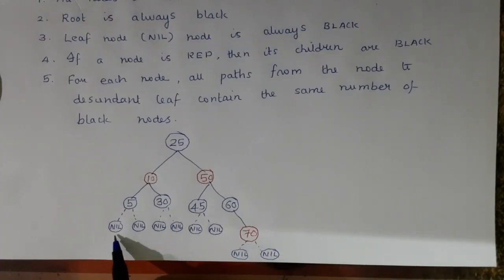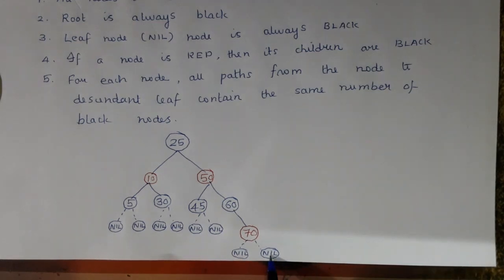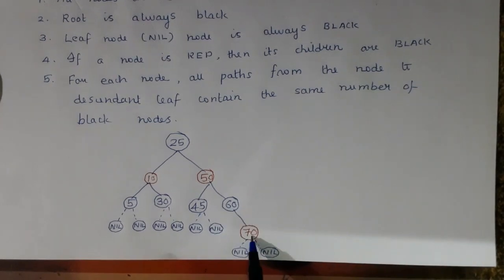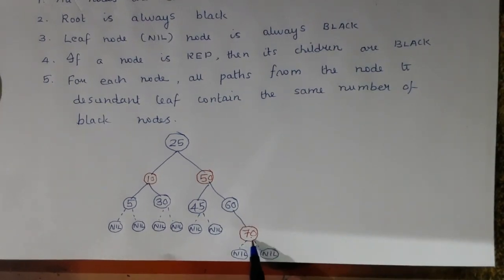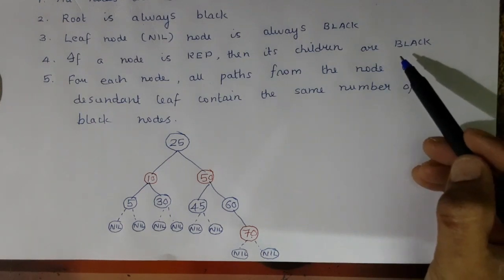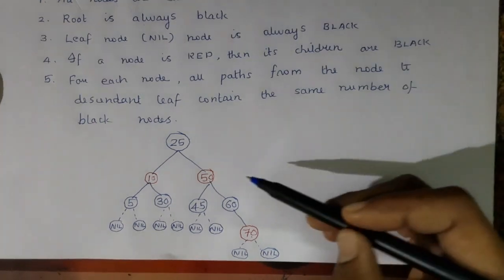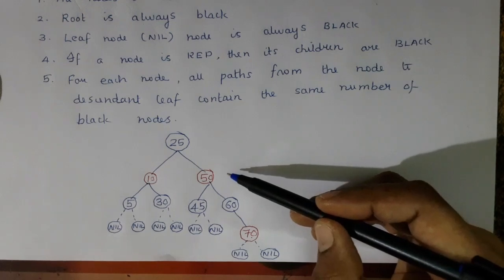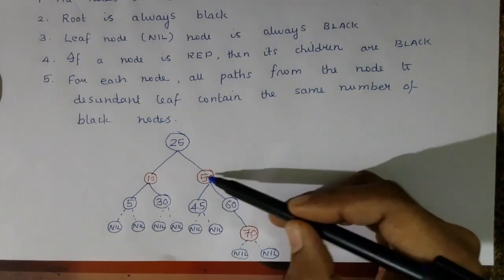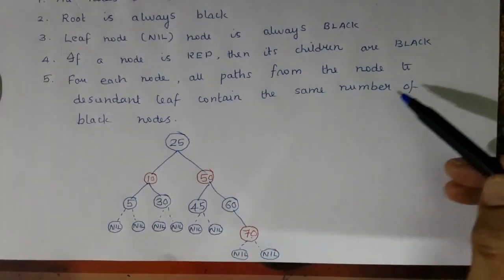Consider this example. In this example, I show the nil nodes. These nil nodes are black nodes. So leaf nodes are the nil nodes. Here 5, 30, 45, 60 and 70 are the internal nodes and they are not the nil nodes. Then fourth property is if a node is red, then its children are black. That means it should not allow two consecutive red nodes. That means a node is red node, then its children should be black node.